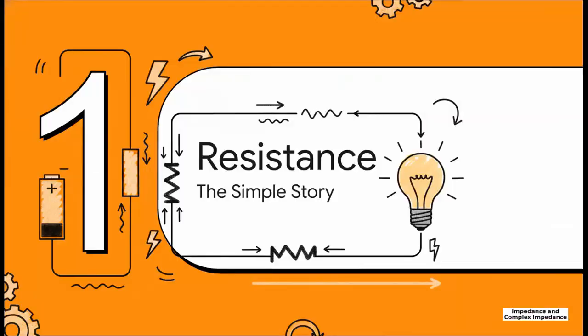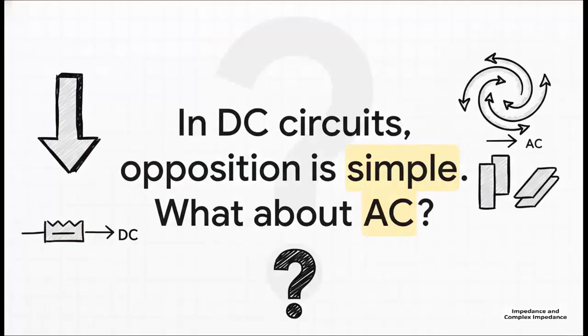Okay, so before we dive into the deep end with impedance, let's start with something we're all familiar with, right? Let's talk about its simpler cousin. In the world of direct current, or DC circuits, like a battery and a light bulb, the whole idea of opposition is super straightforward. With DC, the current flows in one direction, and the only thing pushing back is good old resistance. Easy peasy.